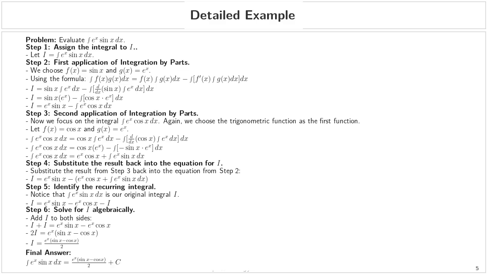Final answer. Therefore, the integral of e to the power of x times sine x with respect to x is equal to e to the power of x with the quantity sine x minus cosine x, all divided by 2, plus the constant of integration, C, and that's how we solve a recurring integral. Remember, the key is to recognize the cycle, treat the integral as an algebraic variable, and then solve for it. We'll discuss common mistakes to avoid on the next slide.